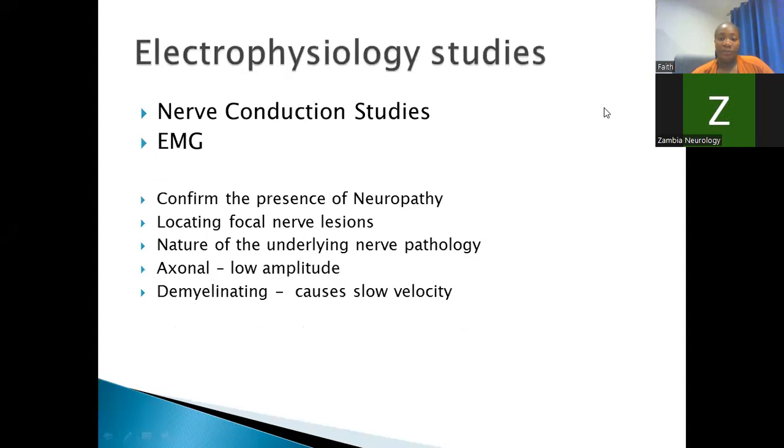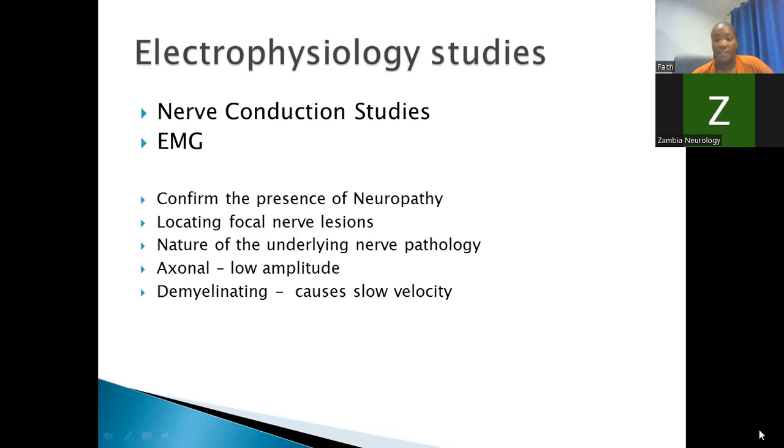In terms of electrophysiology studies, basically these are our nerve conduction studies as well as the EMG studies. The nerve conduction studies will help confirm the presence of a neuropathy. They also help to locate any focal nerve lesions, especially in cases of mononeuropathy or mononeuritis multiplex. They can also help identify the nature of the underlying pathology.